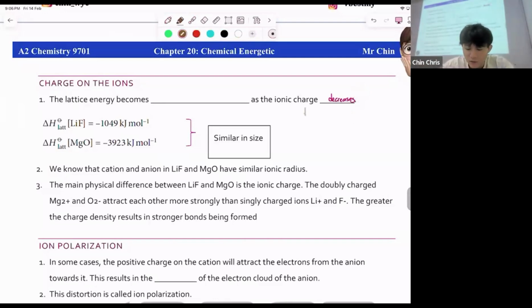So guys, what will happen to the ionic bond? Is it weaker or stronger? Weaker, right? When you have weaker ionic bond, more energy or less energy release? When you have less energy release, more exo or less exo? Thank you very much. Get it now. Don't memorize, try to understand it, yeah? Clear.